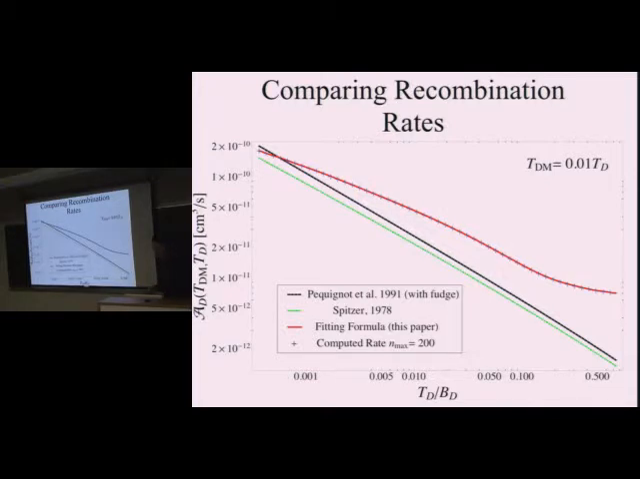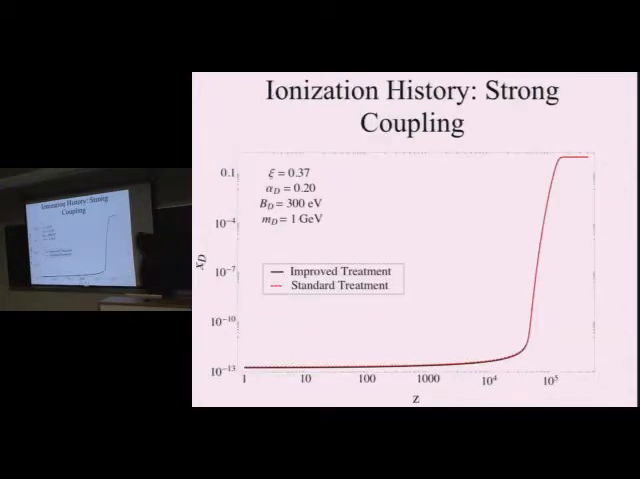Now, once you integrate your Boltzmann equation, in the strong coupling case, which is basically where the matter temperature just follows the radiation temperature, it changes very little. I mean, this is basically 10% different in the end. And that's because most of the recombination process happens in equilibrium, where some approximation is completely valid and the actual value of the recombination rate doesn't matter.